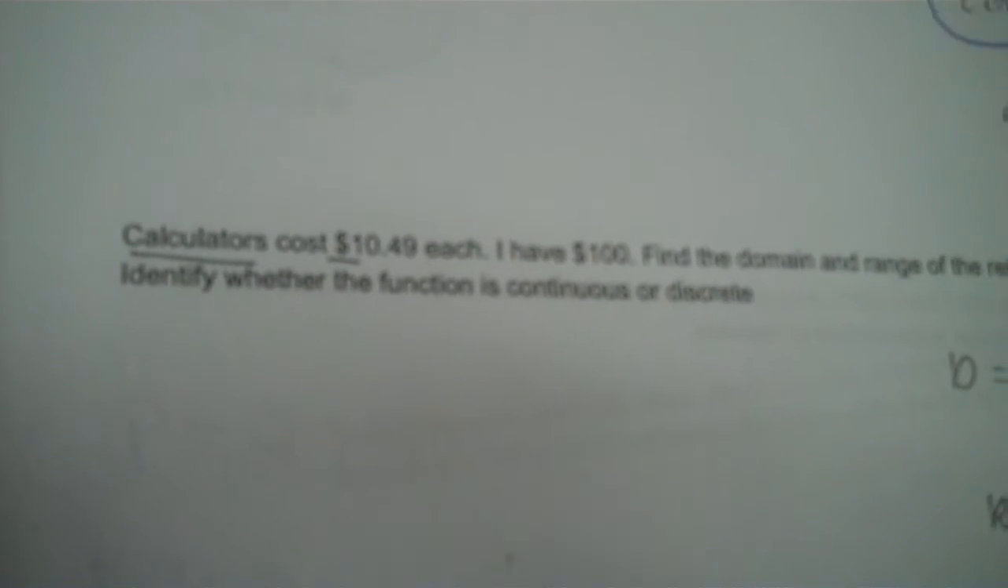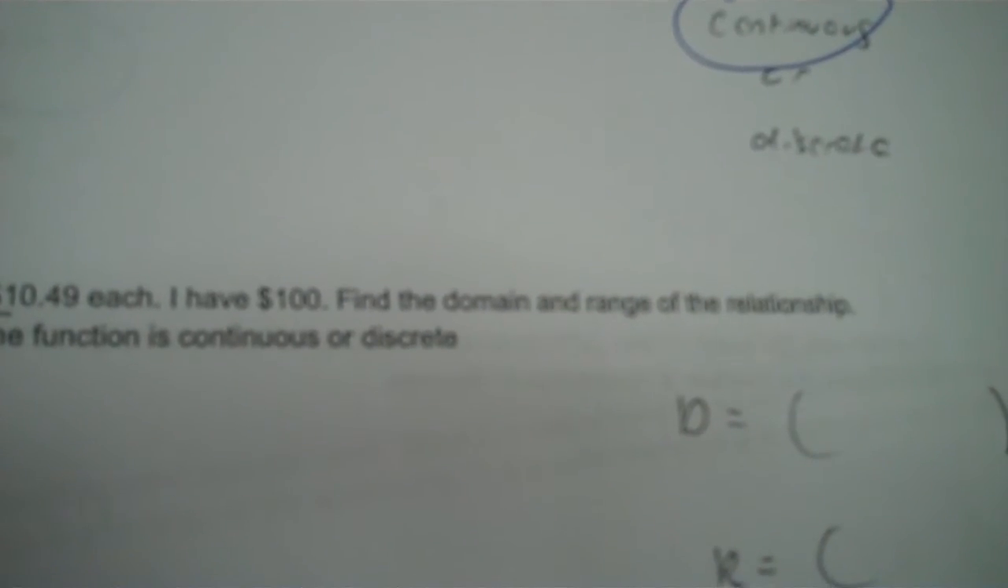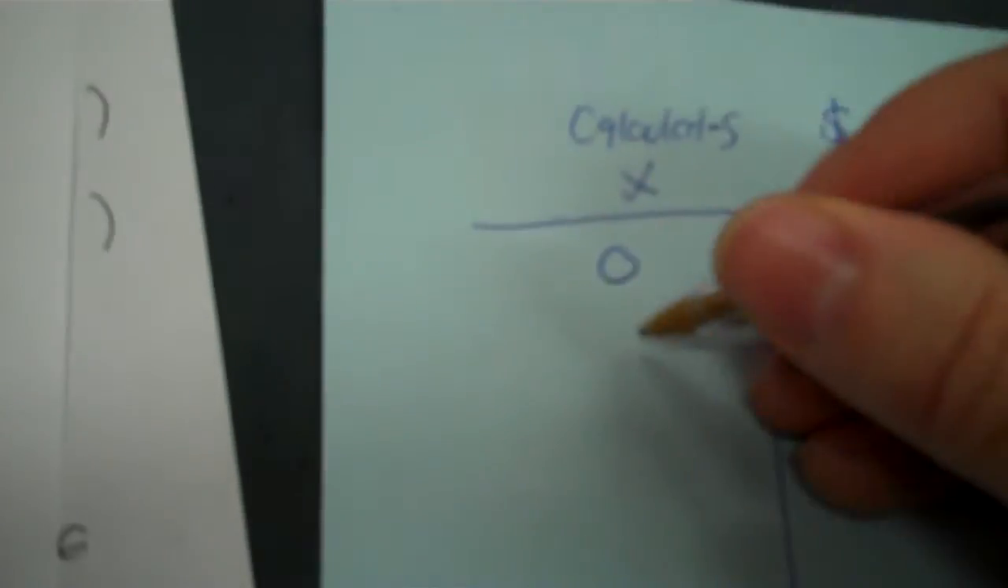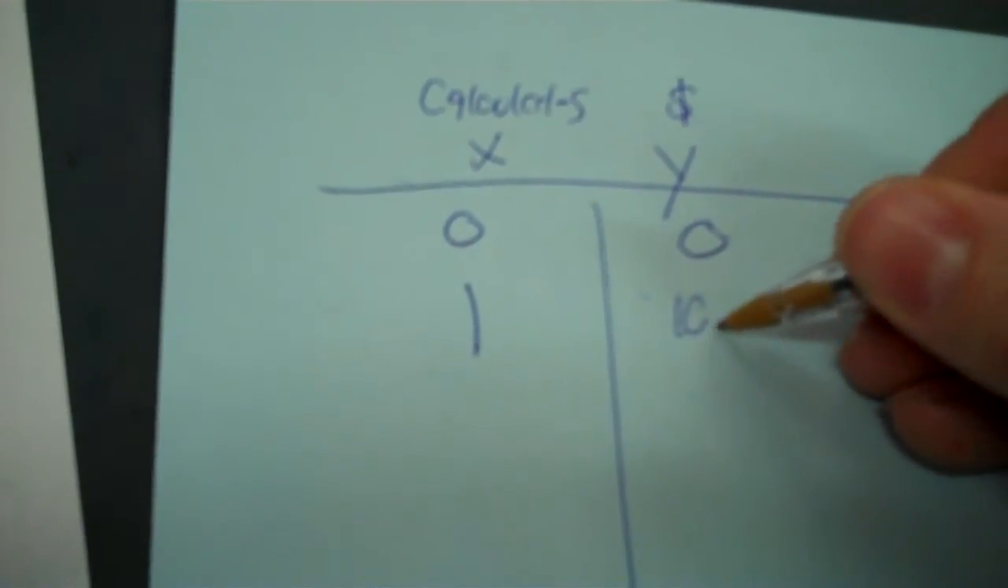Okay. Last one. Calculators cost $10.49 each. I have $100. Find the domain and range of the relationship. Identify whether the function's continuous or discrete. So remember, if we have money as a unit, that has to be Y. Calculators are X. So 0 calculators, $0. If I buy one calculator, it costs $10.49. If I buy two, it would be $10.49 multiplied by 2, $20.98.